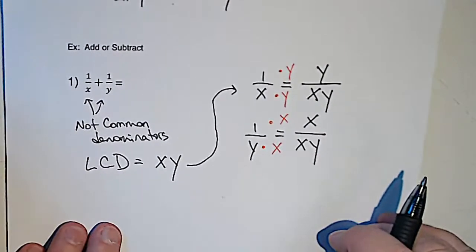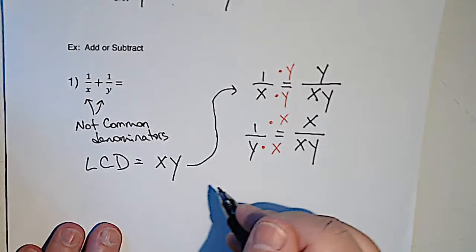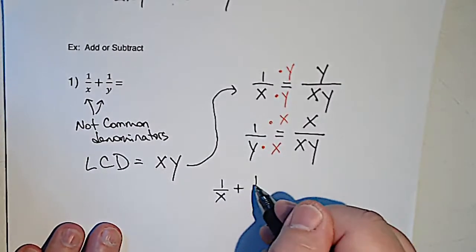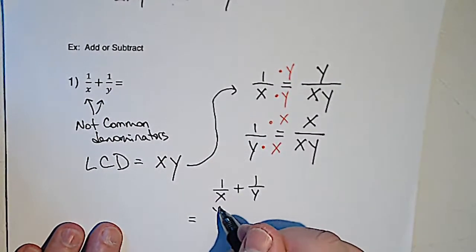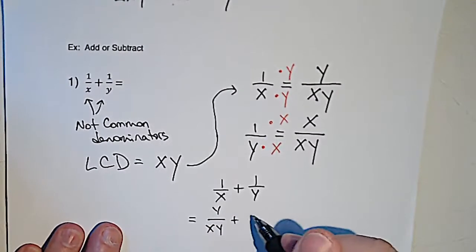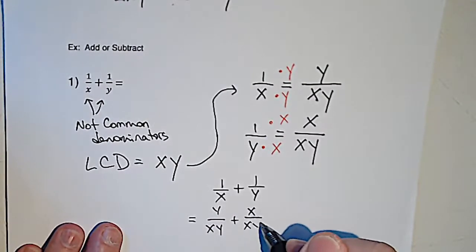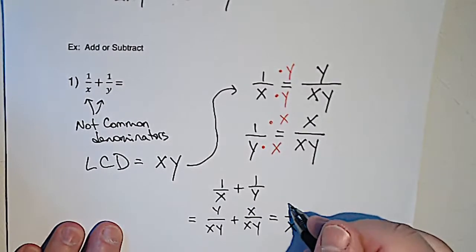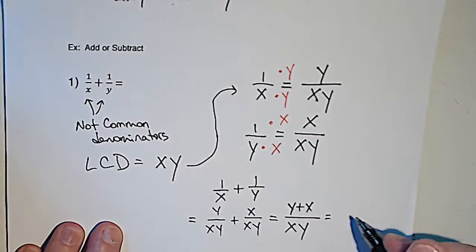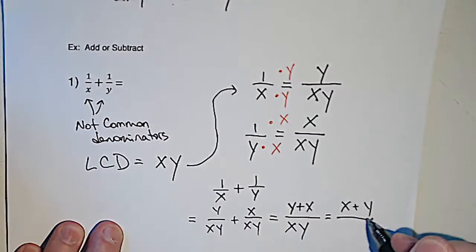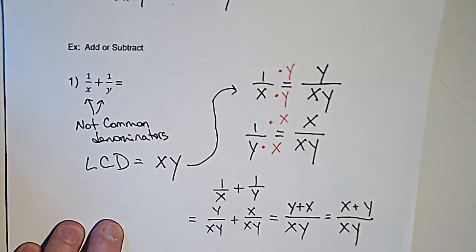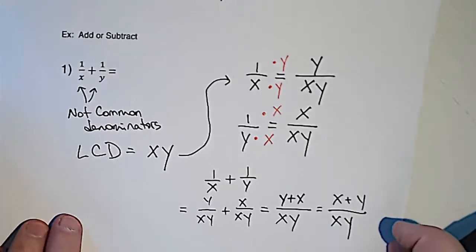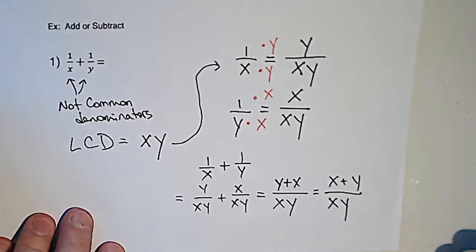Let's go ahead and add them. We had 1 over x plus 1 over y. We now have y over xy plus x over xy. Common denominator is xy. And up top, I've got y plus x. Some people would rewrite it as x plus y over xy because, again, a lot of times we put things in alphabetical order when we can. It's just we can't help ourselves, it's part of the pact with the devil. Oh, I said too much.